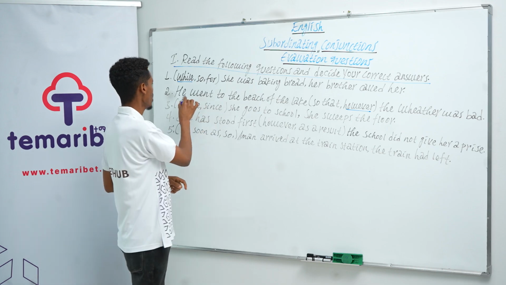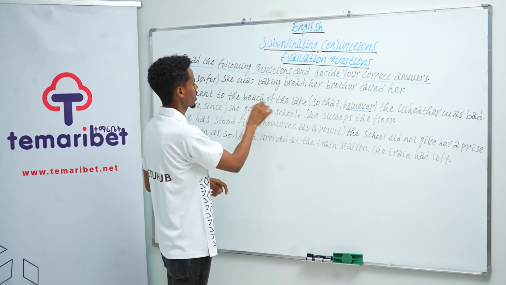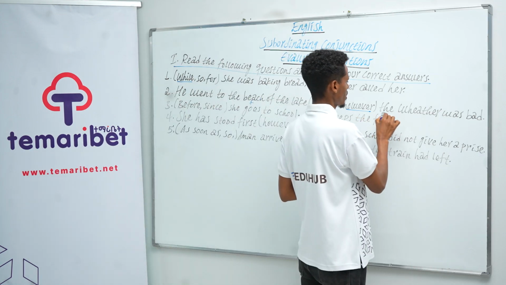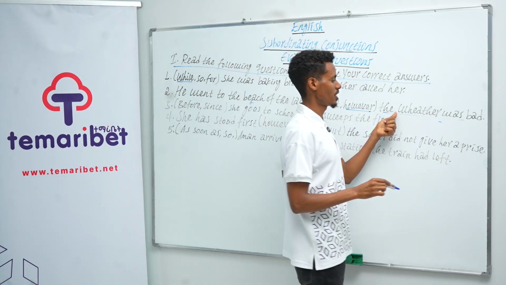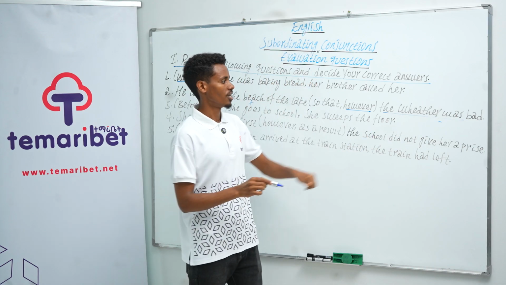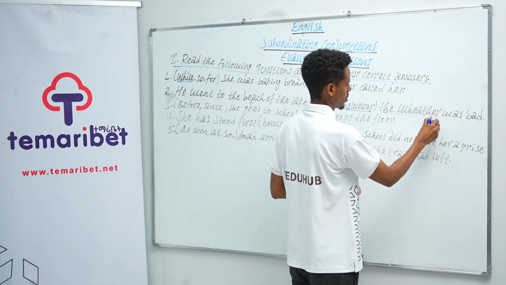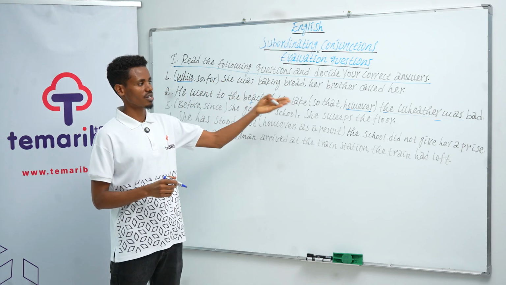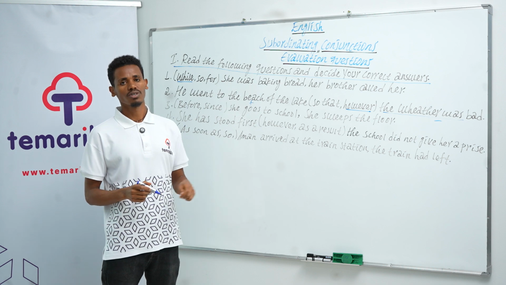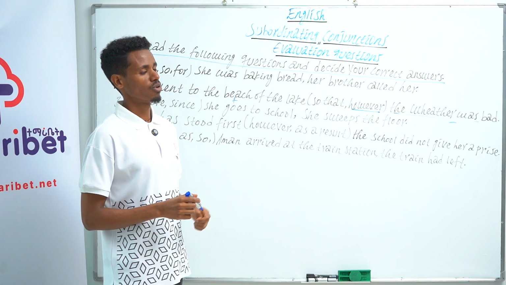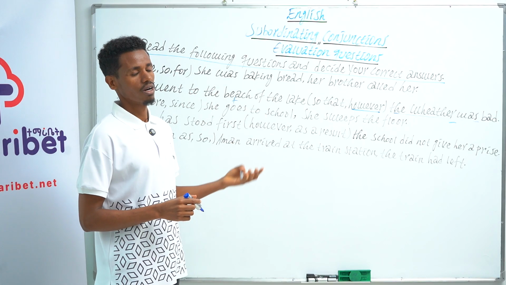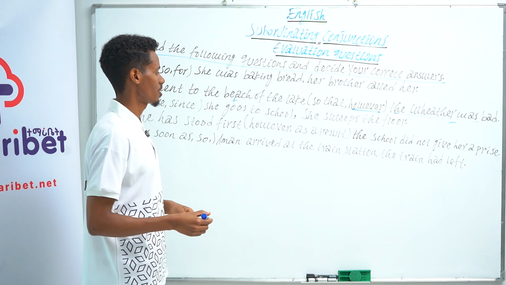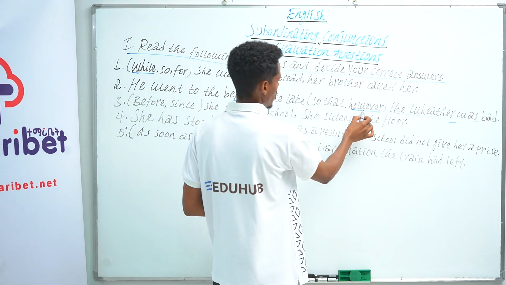Here we have, he went to the beach of the lake. This statement is positive, whereas the next statement is negative. It says the weather was bad. To join or connect one positive statement and one negative statement, we need to use one of the contrasting subordinating conjunctions like however, although, even though, despite, in spite of, yet, etc. That is the reason why the answer should be however.